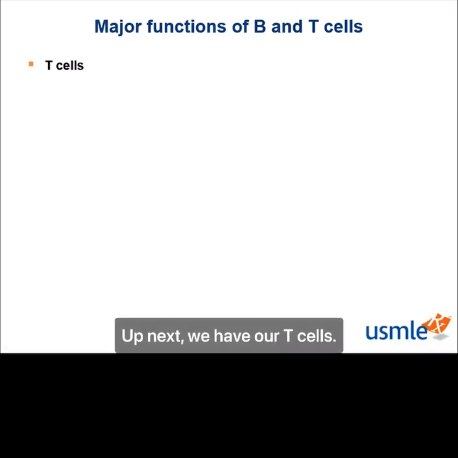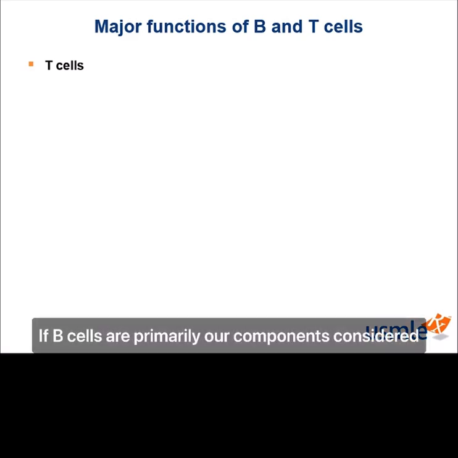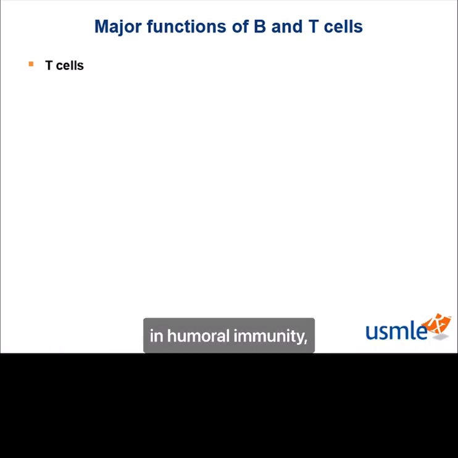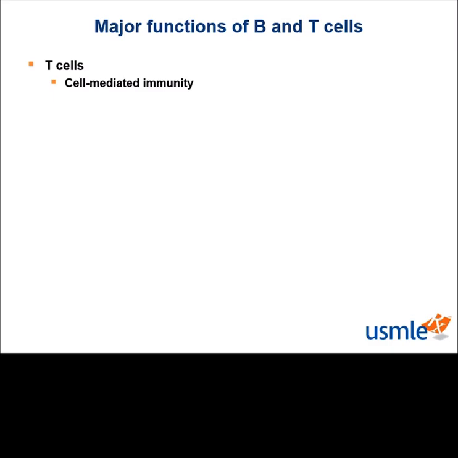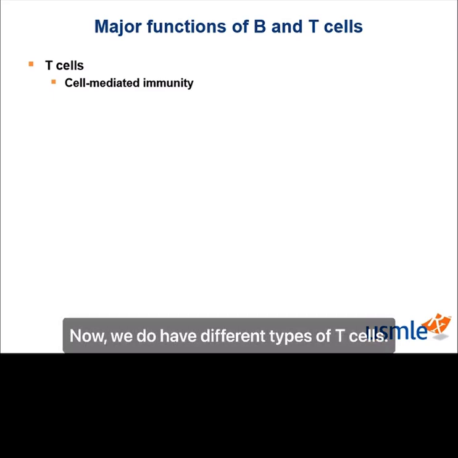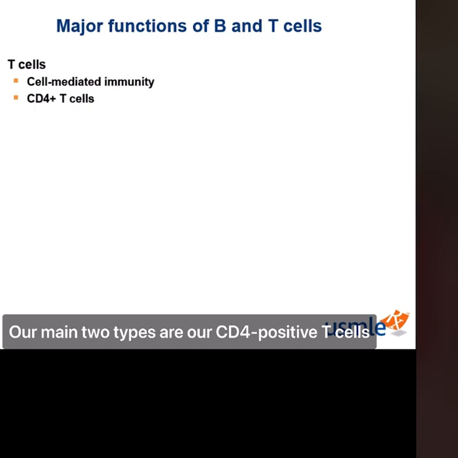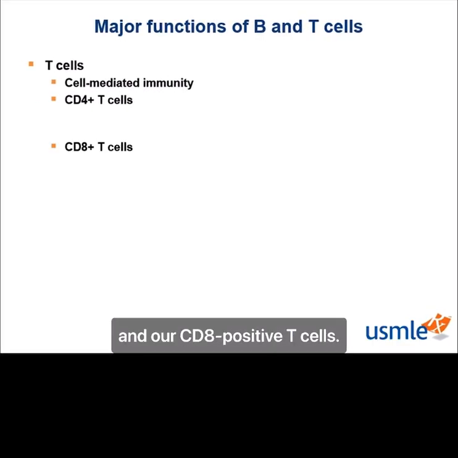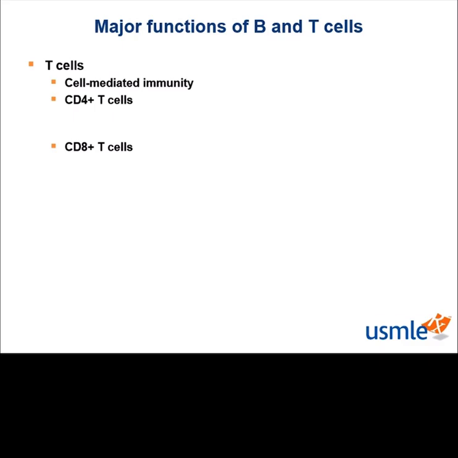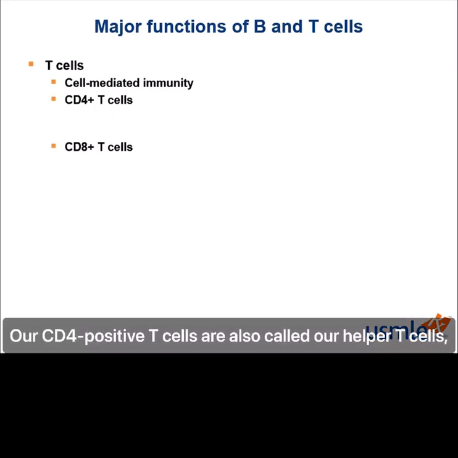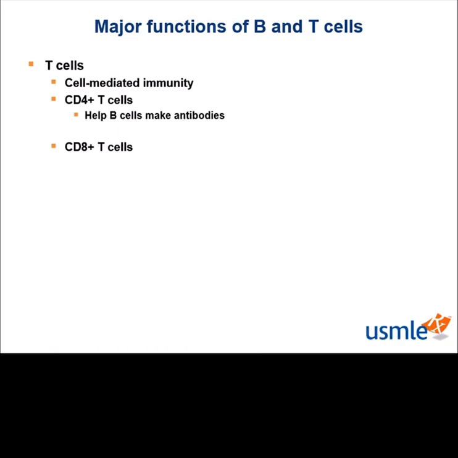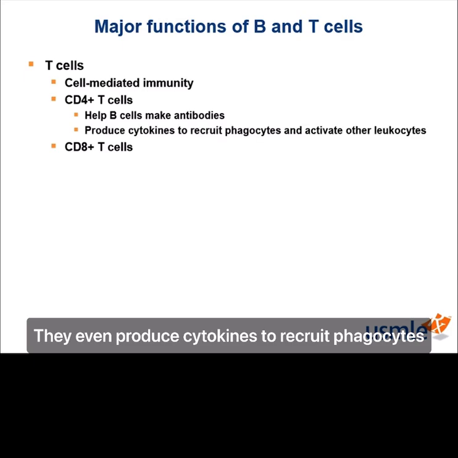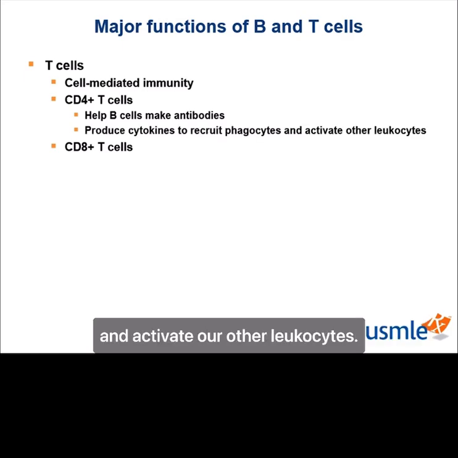Up next, we have our T cells. If B cells are primarily our components considered in humoral immunity, T cells are part of our cell-mediated immunity. Now, we do have different types of T cells. Our main two types are our CD4 positive T cells and our CD8 positive T cells. Our CD4 positive T cells are also called our helper T cells, and that's because they help out our B cells to make those antibodies. They even produce cytokines to recruit phagocytes and activate our other leukocytes. That sounds super helpful, right?